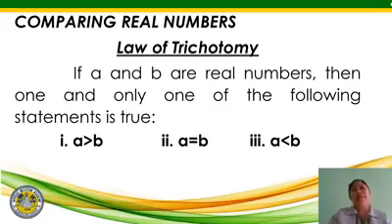The first statement states that if A is greater than B, meaning to say, the value of A is greater than the value of B. Second statement, if A is equal to B, meaning the value of A is equal to the value of B. And the third statement is that if A is less than B, or the value of A is less than the value of B.